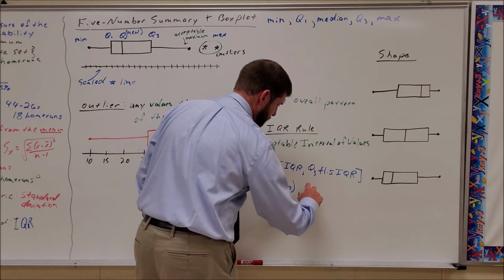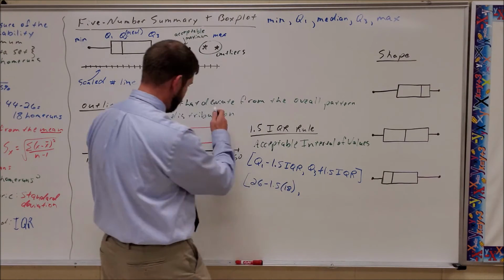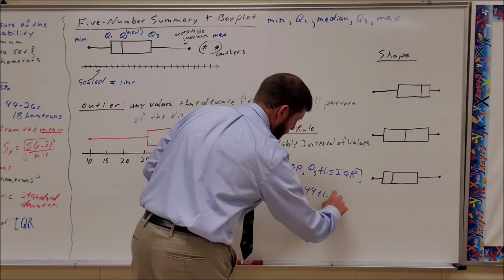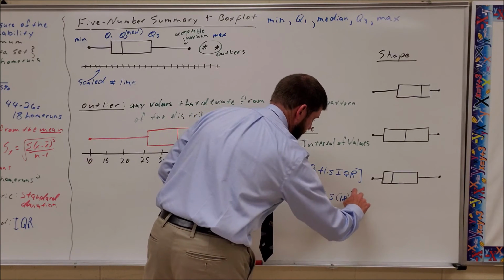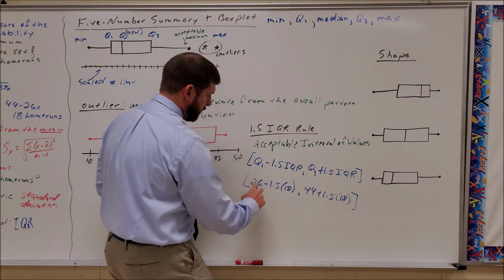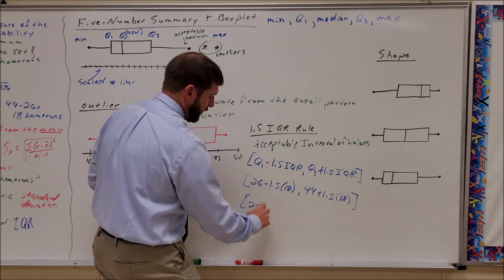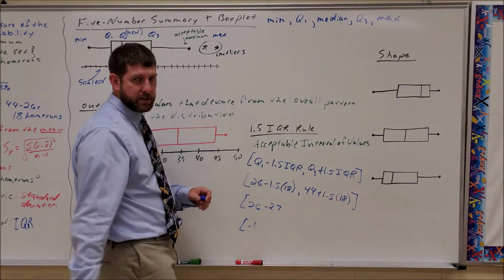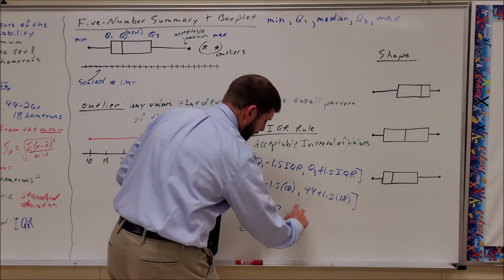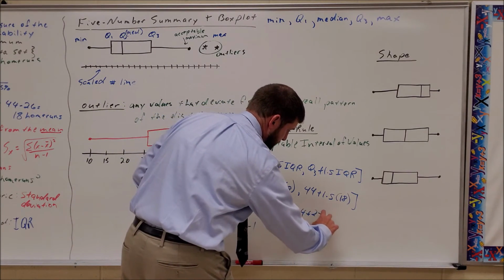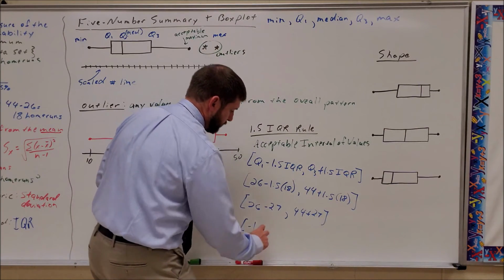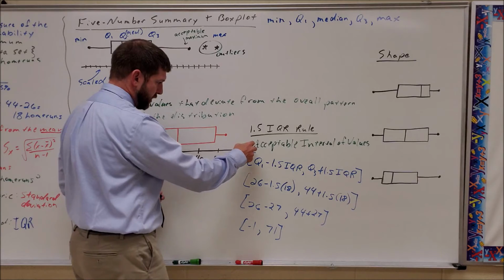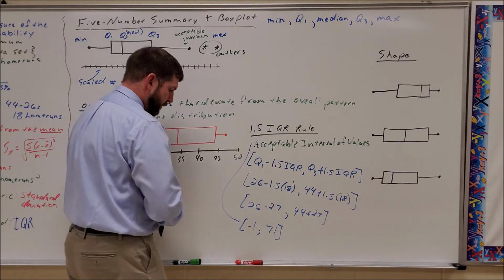So Q3, which was 44, plus 1.5 times 18. So 1.5 times 18 is 27. So that tells us our left boundary is -1. 44 plus 27, right boundary is 71. So this is our acceptable range.